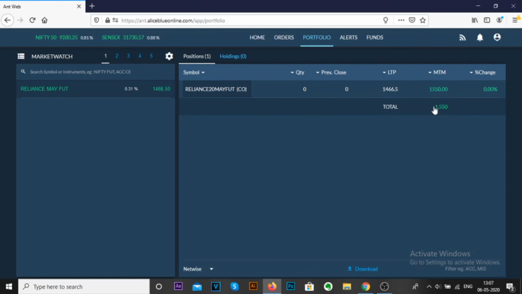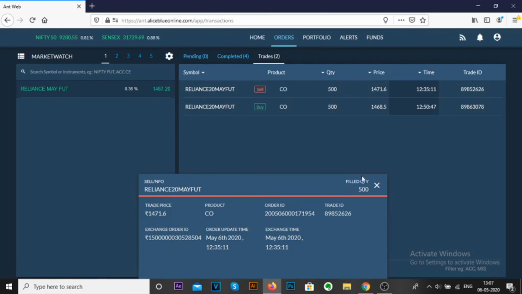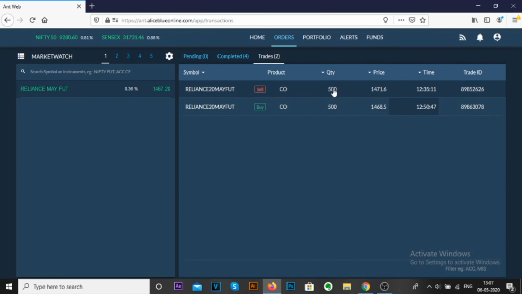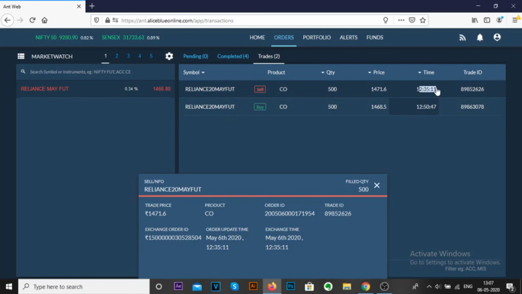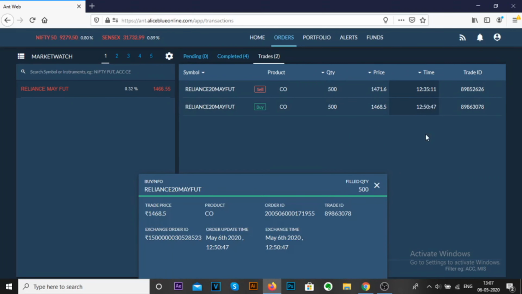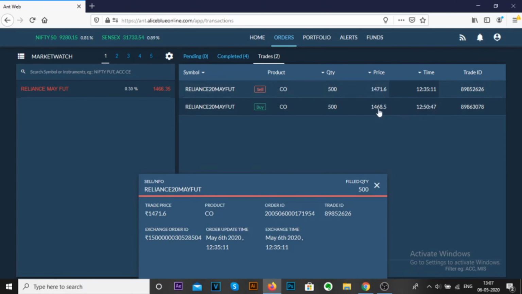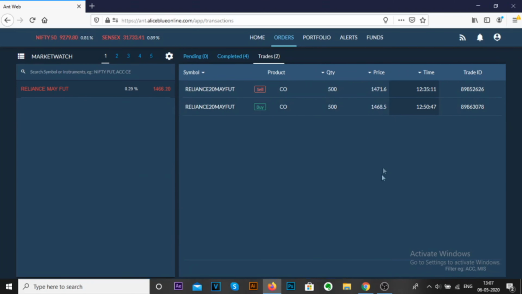Today we booked around 1550. If I open the trade book, the trade was a cover order in Reliance May futures, 500 quantity, that is one lot. The order was executed at 12:35, and at 12:50 we exited, somewhere around 15 minutes. The points covered were sold at 71, bought at 68. So 3 to 4 points that we covered, 3 points to be exact.